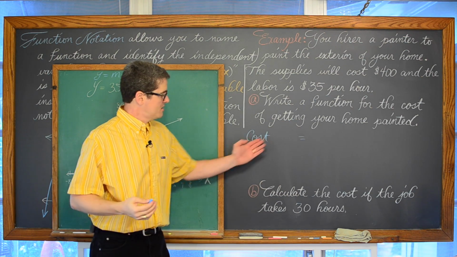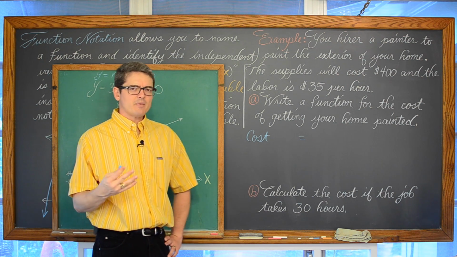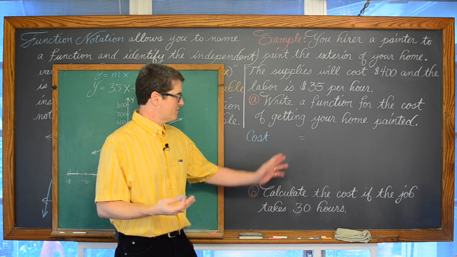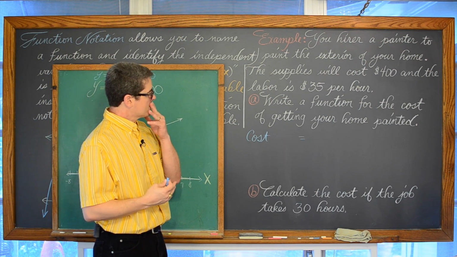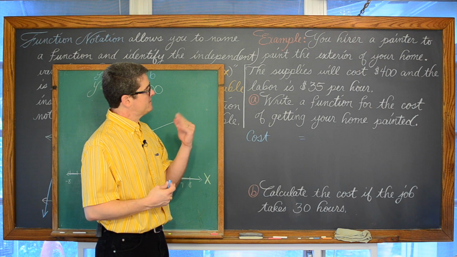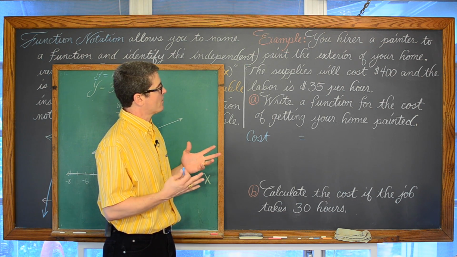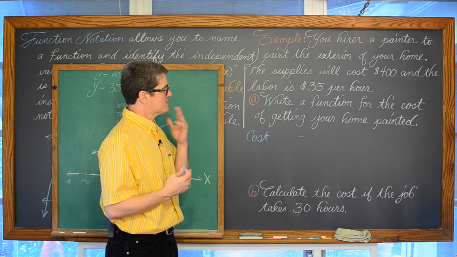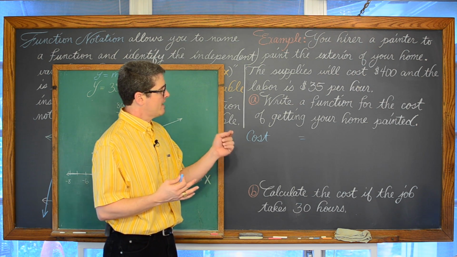Okay, so cost is going to be equal to something. It's sort of like my function name is cost. I'm going to do a bunch of calculation, and when I'm done, that's how much it's going to cost. Now, okay, independent and dependent variable. We talked about that in an earlier lesson. You hire a painter to paint the exterior of your home. The supplies will cost $400. And then from there, the labor.